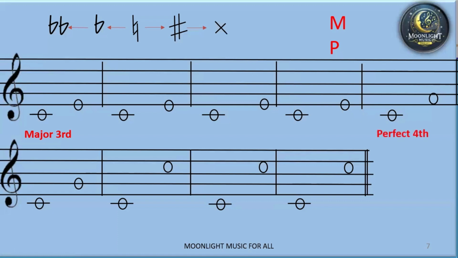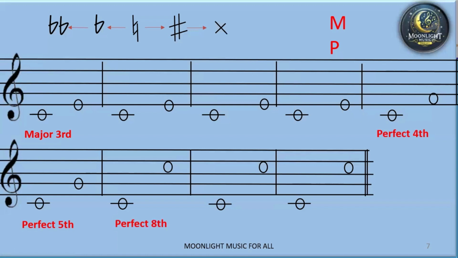It's perfect, right? Then C to G. What do you think? C, D, E, F, G. The gap is a fifth, so perfect fifth. C to C, perfect eighth.